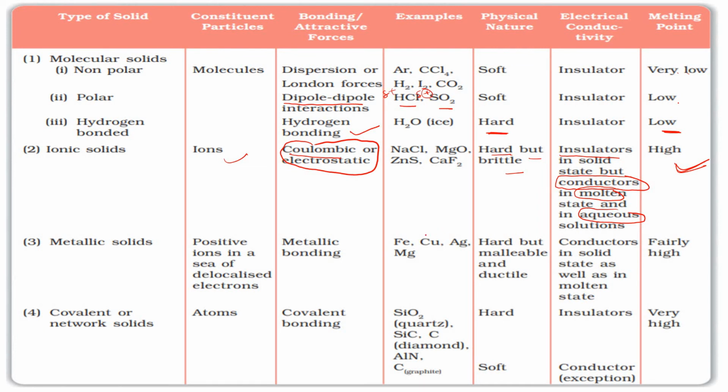Next, metallic solids. Just now we saw the positive ion is nothing but the kernel, and electrons will be delocalized and will move inside the metal. So the constituent particles are the kernel and electrons. Which type of bonding is there between the kernel and the electrons? Metallic bonding, which is very strong. Examples: iron, copper, silver, magnesium. And they are also very hard because of the strong metallic bonding.